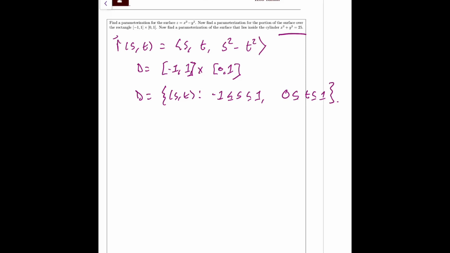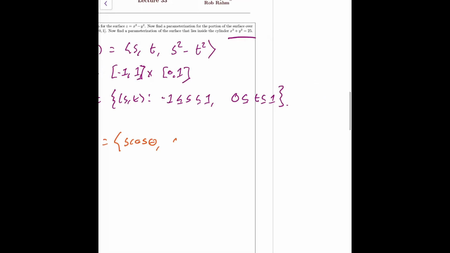Actually, I'm going to use orange for this part. R of (theta, s): well, the x coordinate is s cosine theta, the y coordinate is s sine theta, and then the z coordinate is x squared minus y squared. So this is going to be s squared times (cosine squared theta minus sine squared theta).